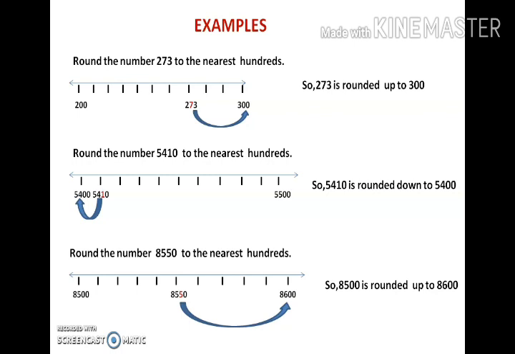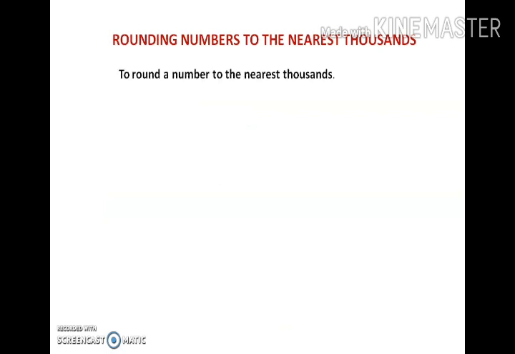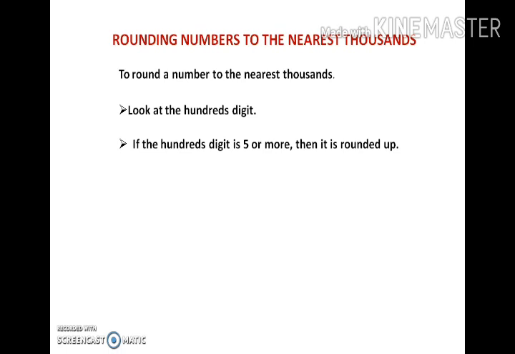Okay, now let us go for the next, rounding to the nearest thousands. To round a number to the nearest thousands, we have to look at the hundreds digit. If the hundreds digit is 5 or more, then it is rounded up. If the hundreds digit is less than 5, then it is rounded down.